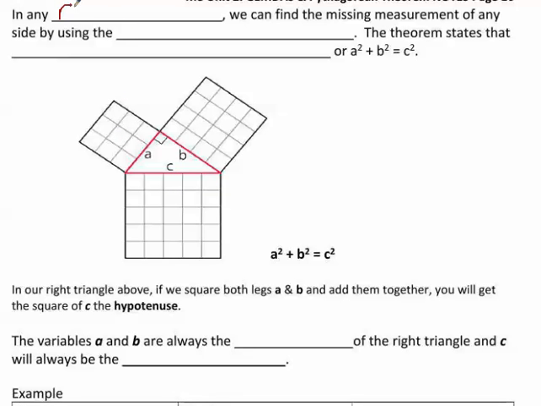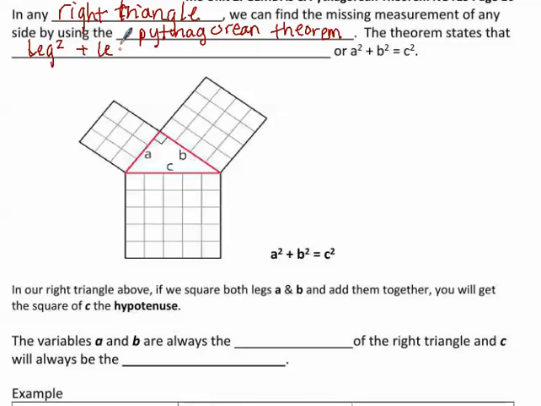In any right triangle, we can find the missing measurement of any side by using the Pythagorean theorem. The theorem states that leg squared plus leg squared gives you the hypotenuse squared, which is also known as a squared plus b squared equals c squared.